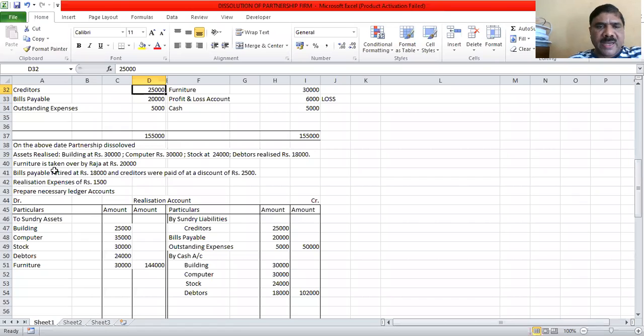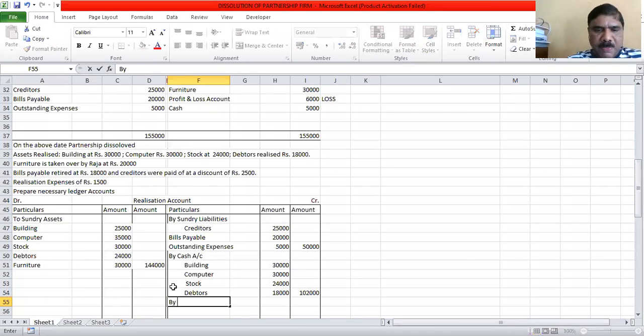Furniture is taken over by Raja at 20,000. Asset taken over by the partners. Whenever an asset is taken by the partners, where do we record? Partners capital account, which side? Debit side. And second effect goes to realization account, which side should I record? Credit side. Always remember, furniture is here. When it's taken over, it comes to the credit side.